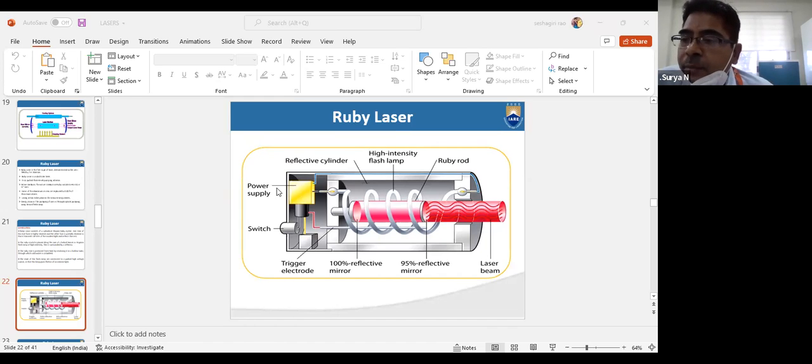When the flash emits, a lot of heat is generated. When a lot of heat is generated, we need to cool the system. So that's why we place this particular system in a coolant, right? So this is the ruby laser working principle we have seen yesterday.